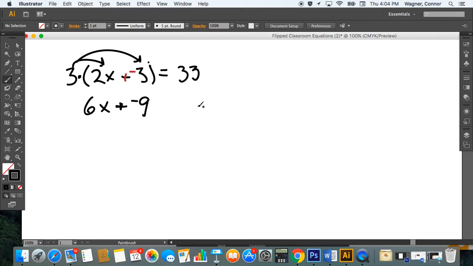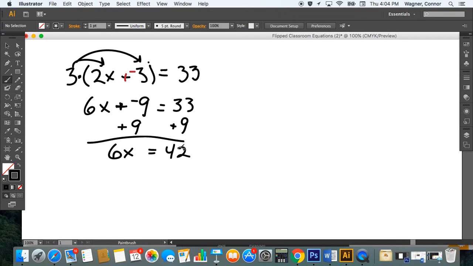Okay? And now you notice that we are back to this pretty easy looking equation. All we had to do is simplify that out, and we're back to this kind of two-step equation. So if we're adding a negative 9 and I need to get rid of negative 9, I'm now just going to add a positive 9. So a negative 9 plus a positive 9, that goes to 0, and we're left with 6x here. Now if I add 9 on this side, I have to add 9 over here. So 33 plus 9 equals 42.